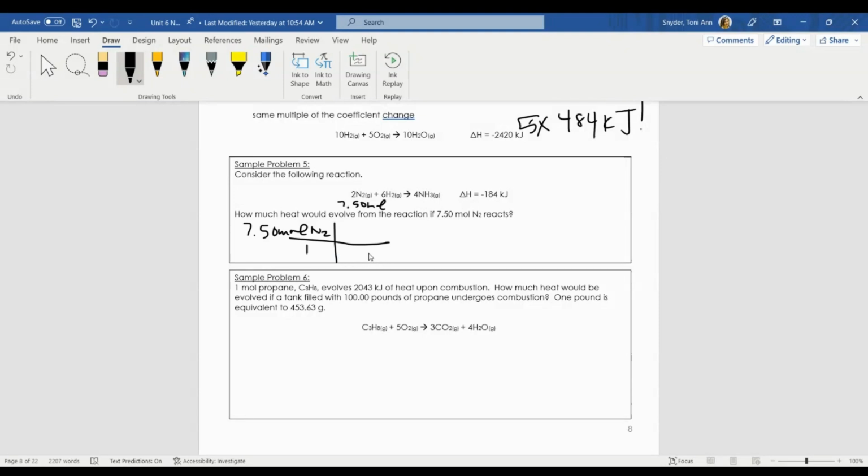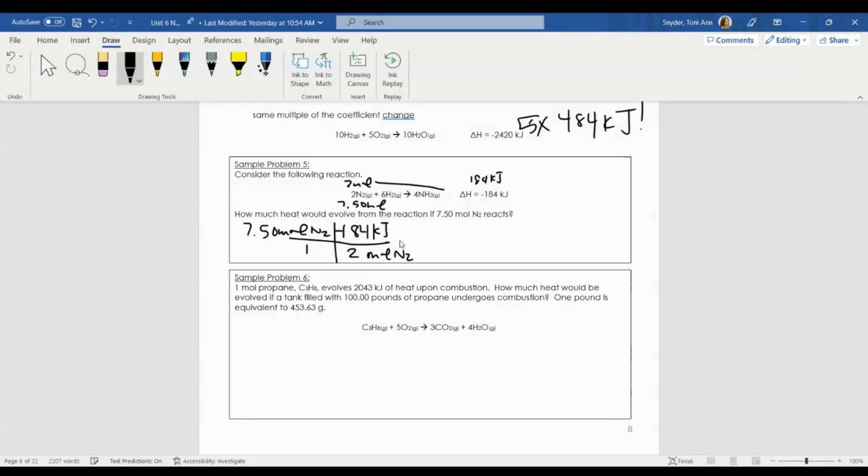And of course, I'm going to have to bring moles of nitrogen down below. If I look at this balanced chemical equation, according to this, 2 moles of nitrogen will release 184 kilojoules of energy. 2 moles of nitrogen, according to this balanced chemical equation, releases 184 kilojoules.